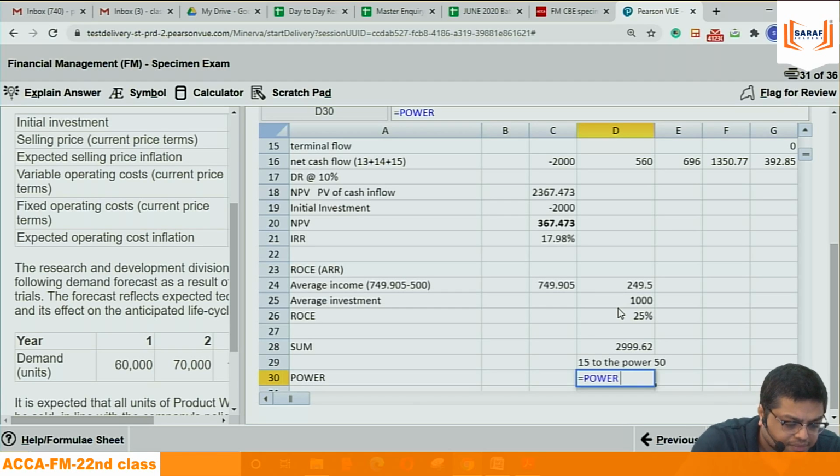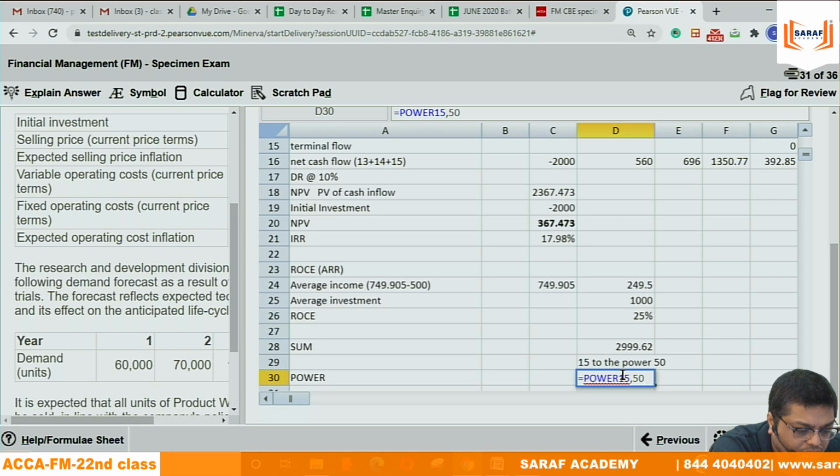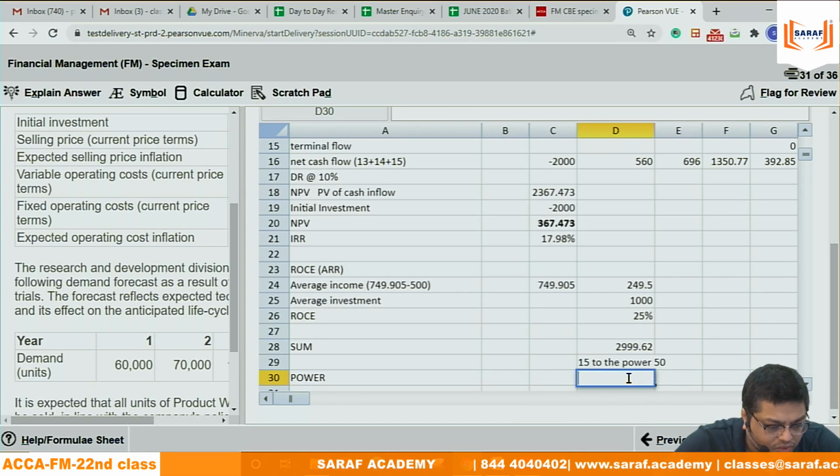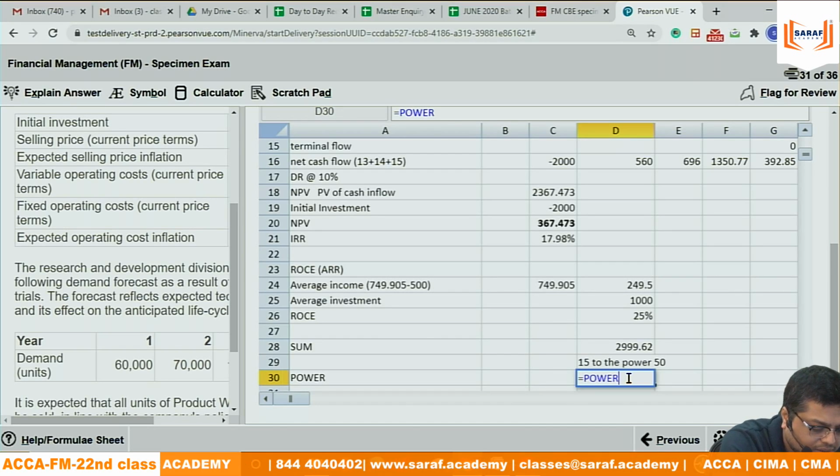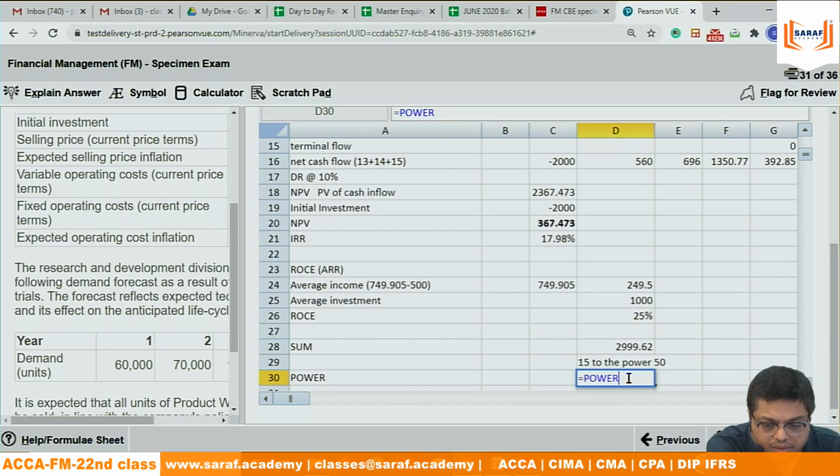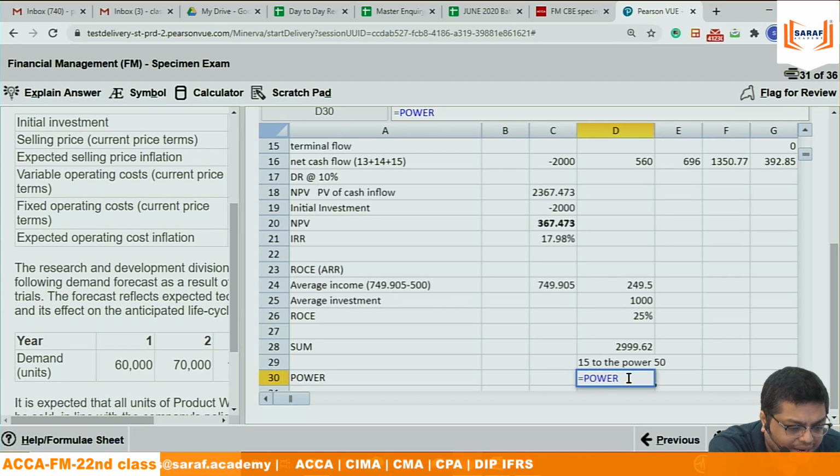Why is the power function not working? One second, power, it is coming, just after giving the bracket, it is leaving. Power 15, to the power 50. It will not work. Why is it not working? Anybody can help me? Because it works. After power, if I am taking a bracket, it is not working.